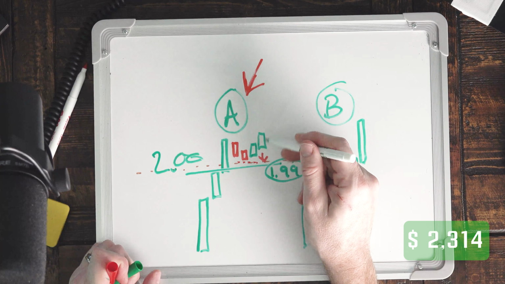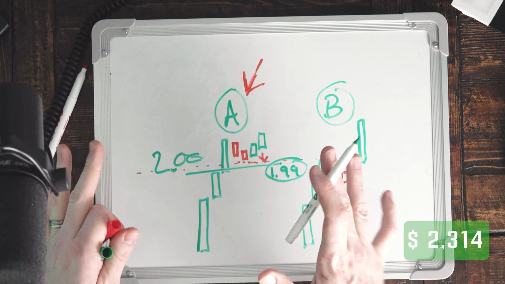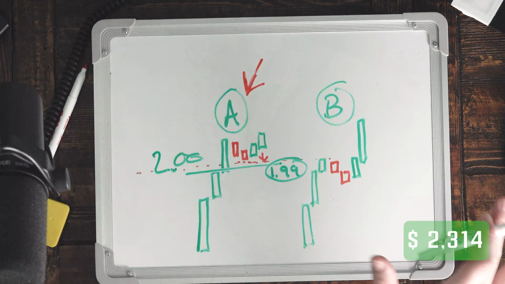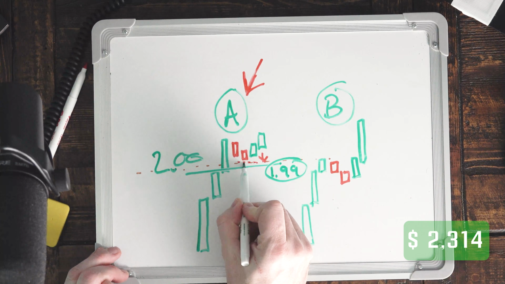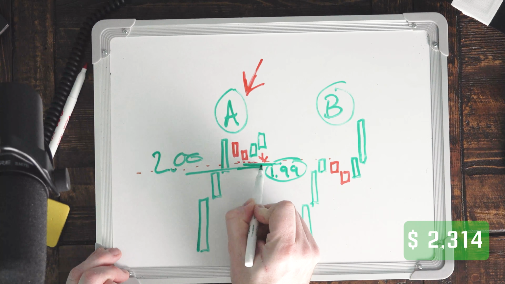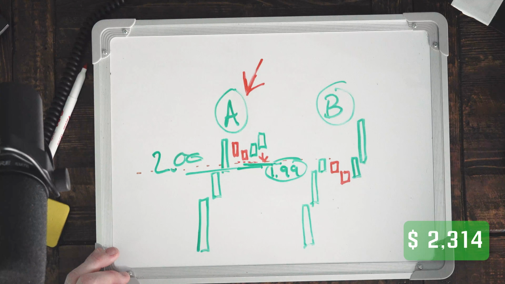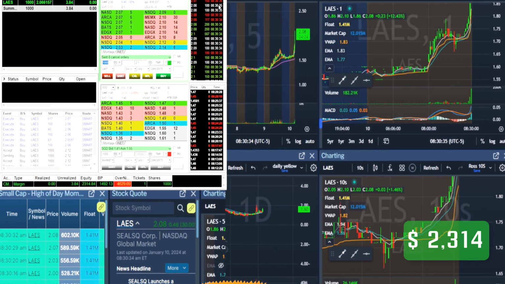But if it comes down, there's a lot of selling at 2, and it looks like it's going to break 2, I'm going to get out. This has become psychological support, and it must hold. So with this trade right now, I am in, and my risk is 6 cents per share.